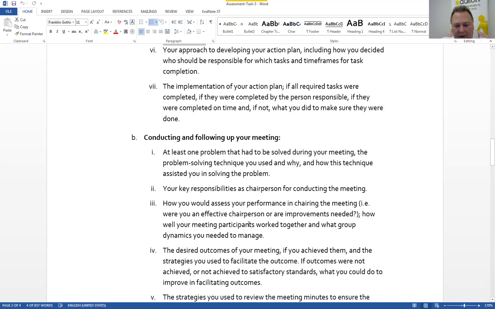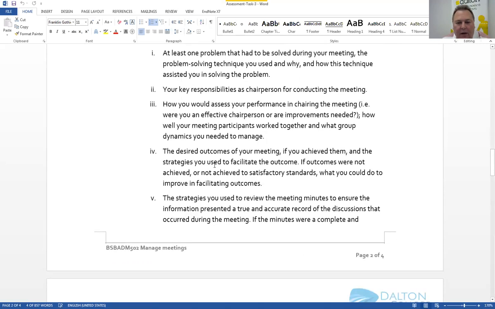How well your meeting participants worked together and what group dynamics you needed to manage. The desired outcomes of your meeting, if you achieved them, and the strategies you used to facilitate the outcome. If outcomes were not achieved or not achieved to satisfactory standards, what you could do to improve in facilitating outcomes.